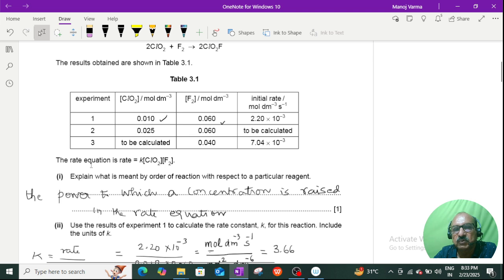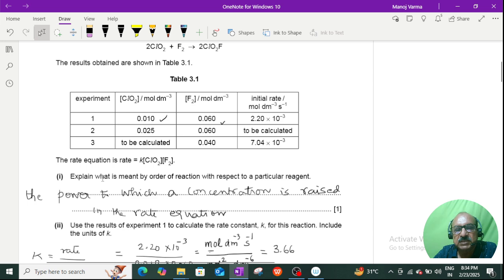The rate equation is given by rate equal to K, the rate constant, times the concentration of ClO2 times the concentration of F2, which thereby means that this reaction is first order with respect to ClO2 and it is first order with respect to fluorine, and overall it is second order. And with the help of this rate equation it is possible to find out the value of the rate constant if the other values are given. Similarly, some other terms can be found out and calculated if the other related terms have been given to us.